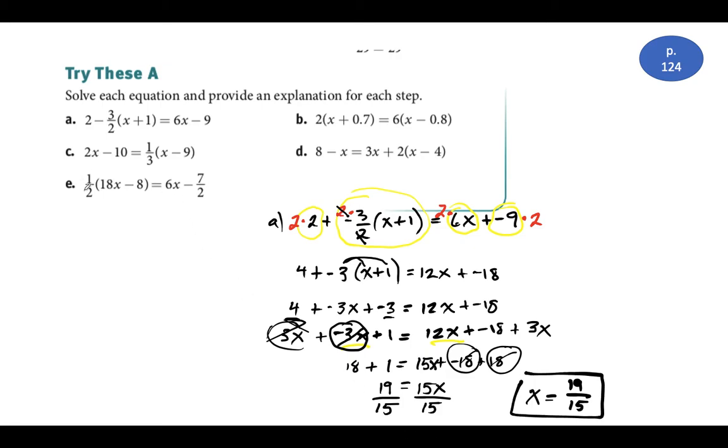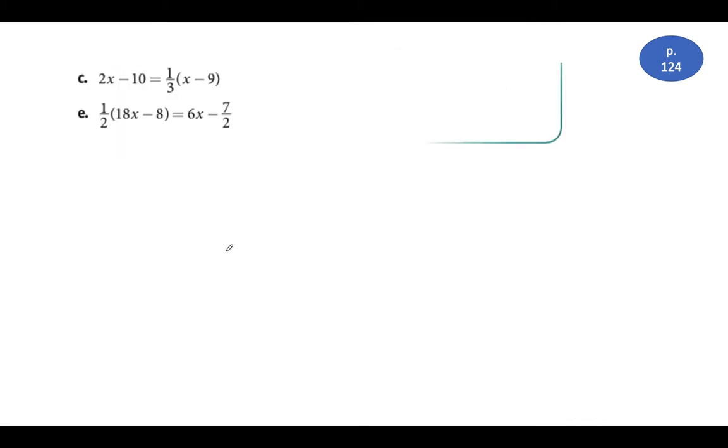Let's look at E, shall we? Oh, hold on. I think I've got, oh, look at that. It's right there. So for E, we've got 1/2 times 18x minus, we're going to change it to plus a negative 8, equals 6x plus negative 7/2. Wow, that looks intimidating.